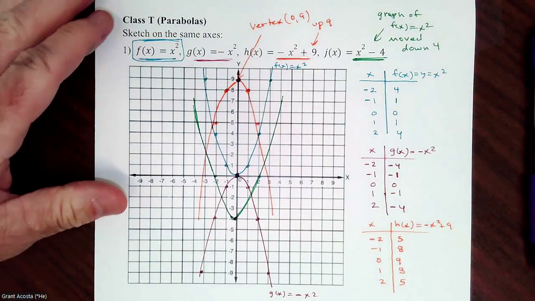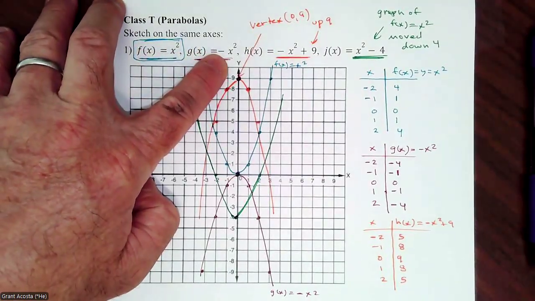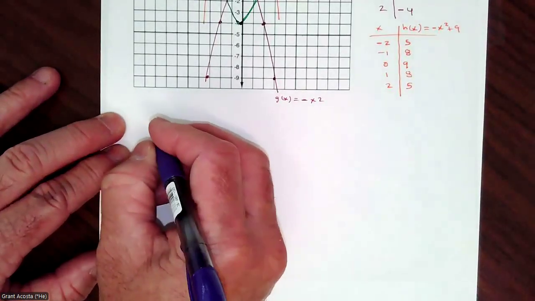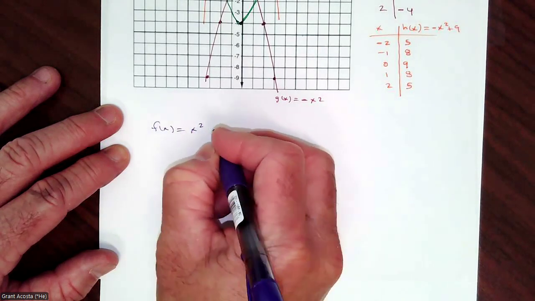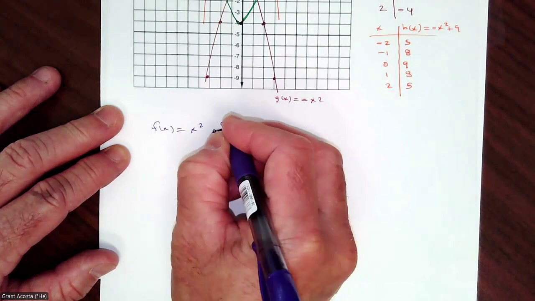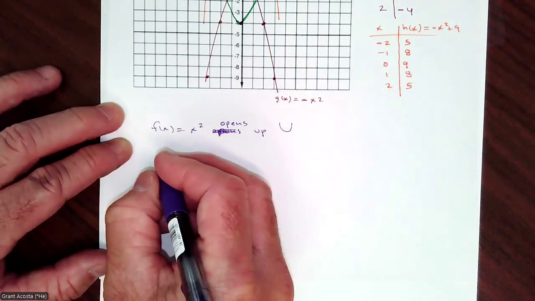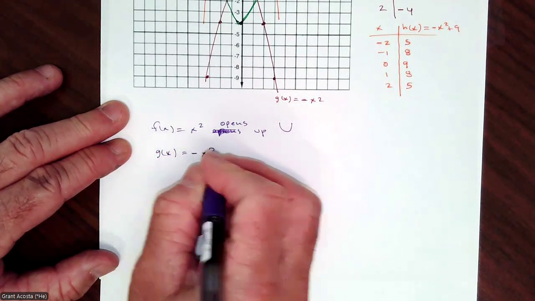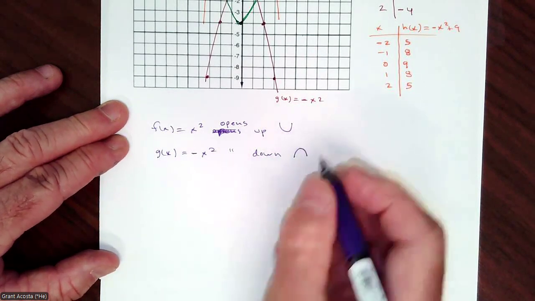Okay, so what's the takeaway from this one, other than knowing the base graph, knowing that when there's a negative, it opens downward? Let's write that down. So f of x equals x squared opens up. So that's going to look like this. If I have a function that is negative x squared, that's going to open down. So it's going to look like this.